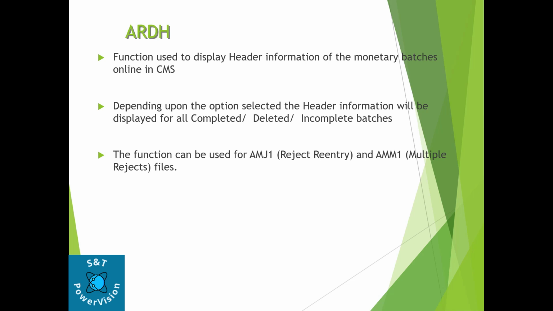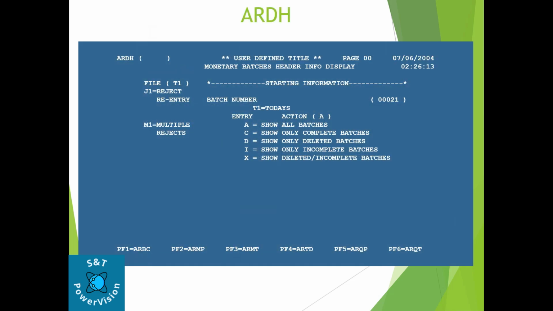Now ARDH. ARDH displays the header. This function is used to display header information of the monetary batches online in CMS. So depending upon the option selected, the header information will be displayed for all completed, deleted or incomplete batches. The function can be used for AMJ1, where A means reject entry, and AMM1, multiple reject files. So this is how ARDH displays here.